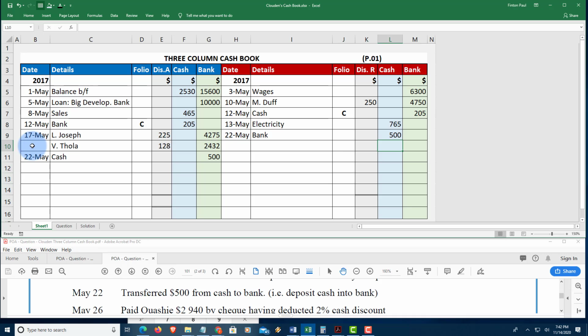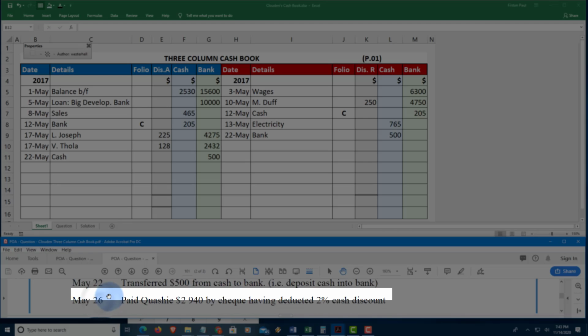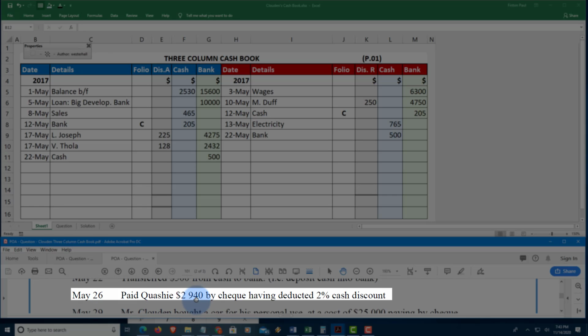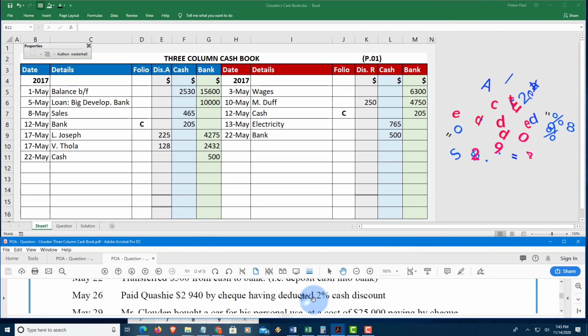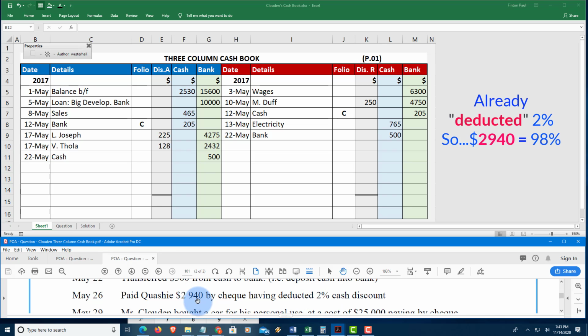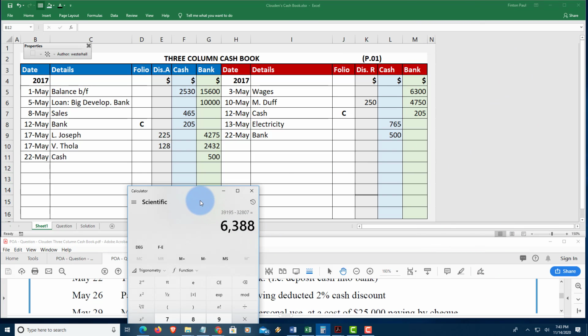$500 as well. Oh, the date for this one is also the same as May 26th. Paid Kwashi $2,940 by check, having deducted 2% cash discount. So it's a payment, but it says that we already deducted 2%. So we're not giving him the full 100%. In fact, this figure represents 98%. So let's do that calculation.